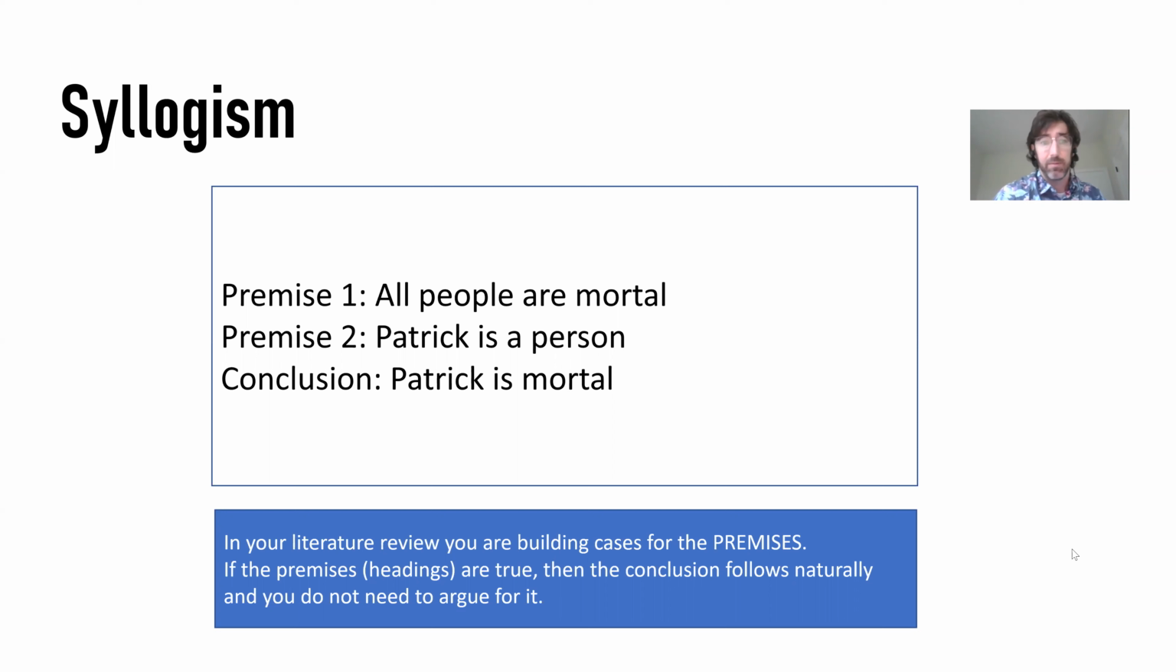So what's a syllogism? This is just a logical way of argumentation. It starts built on premises and a conclusion. And the conclusion flows from the premises, which is to say, if premise 1 is true and premise 2 is true, then the conclusion has to be true. So the example is, all people are mortal. Patrick is a person, so Patrick is mortal. Because all people are mortal, and because I am one of those people, it naturally flows that I am mortal. So you are not necessarily making the case for the conclusion per se, you're making the case for your premises. Let's see what that looks like.